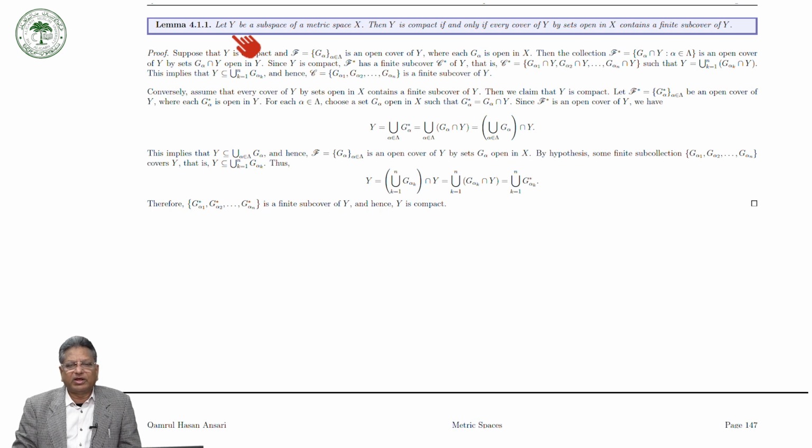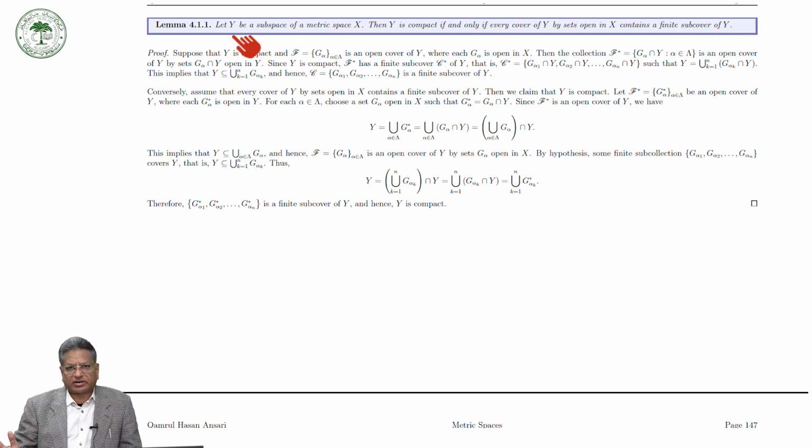Whenever we talk about the compactness of a subset Y of a metric space X, we can say that Y is compact if every open cover, whether open in Y or open in X, has a finite subcover, no matter. So this is very important. After this lemma, we can say that every open cover of Y by sets either open in X or open in Y has a finite subcover, no matter whether open in X or open in Y.